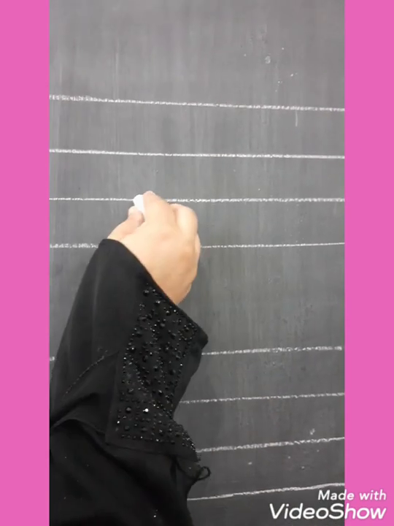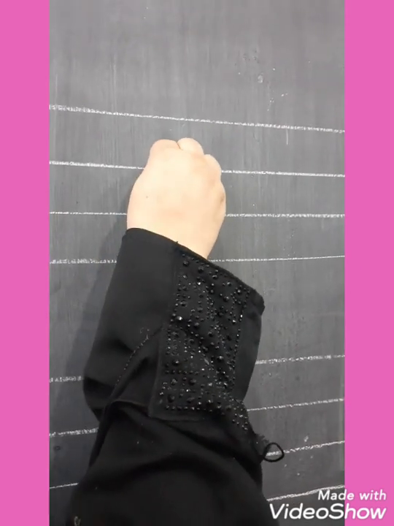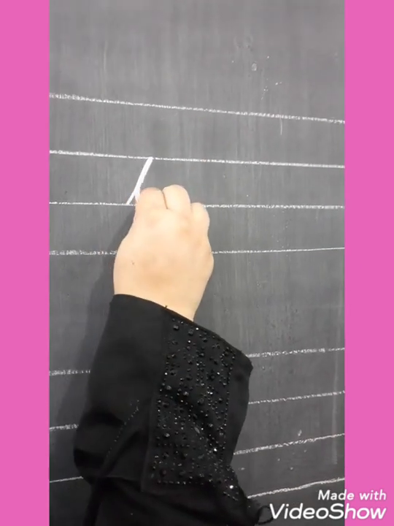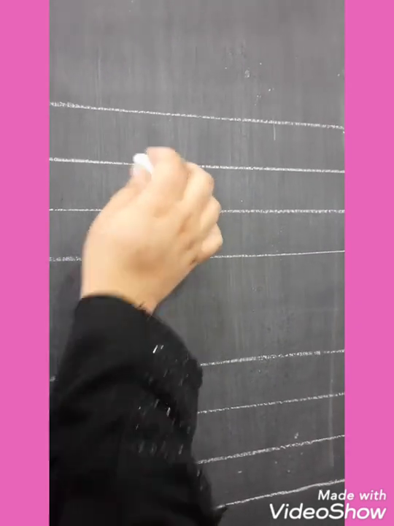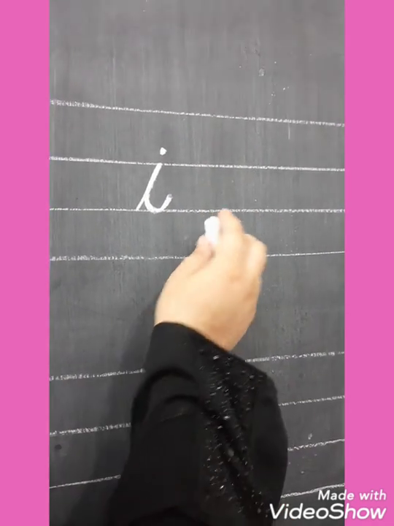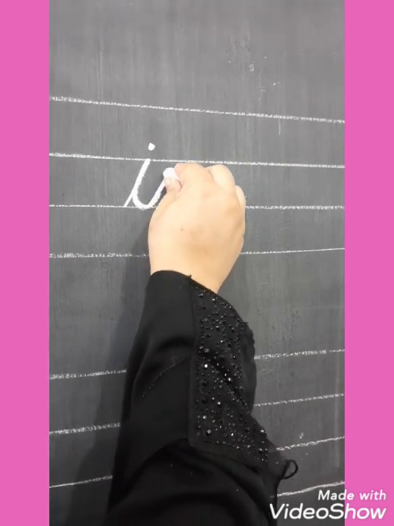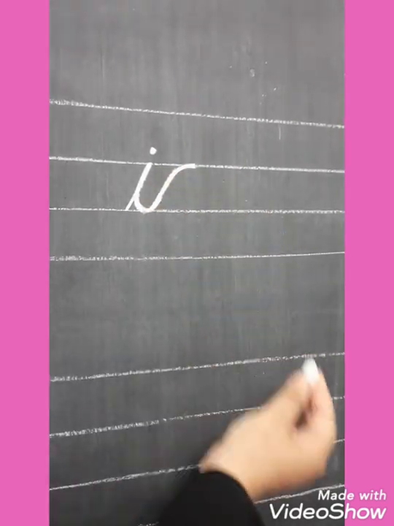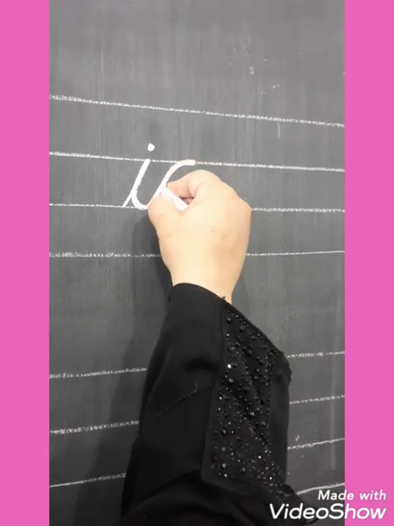The next sound is ID sound, id. How can you join it? You have to start from the third line, go up in a slant, touch the second line, come down, round. At the end you have to put the dot. I. You have to join D with I, so you have to take it up. आपने इसकी टेल को ऊपर लेके जाना है और क्या करना है, आगे की तरफ राउंड करना है. From here you have to come down and make dot D.